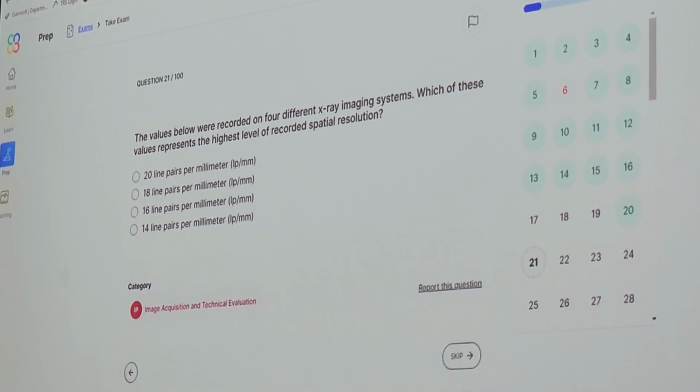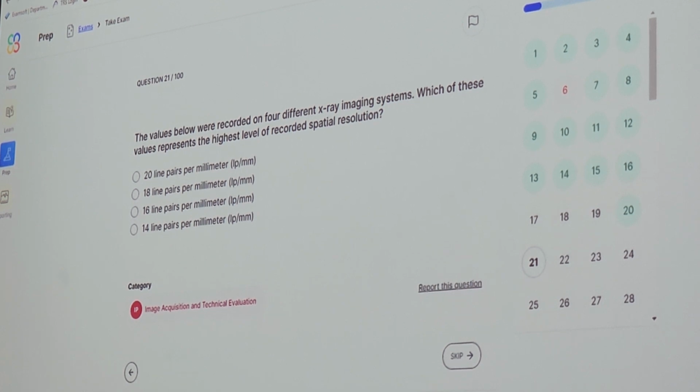Okay. All right. Let's see. Ooh. All right. Jay, here's a good one from chapter 10. Go ahead and read this out for us. The values below were recorded from four different X-ray imaging systems. Which of these values represents the highest level of reported spatial resolution?